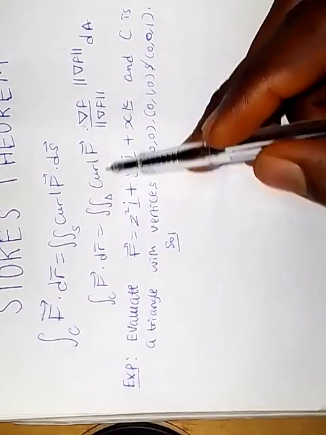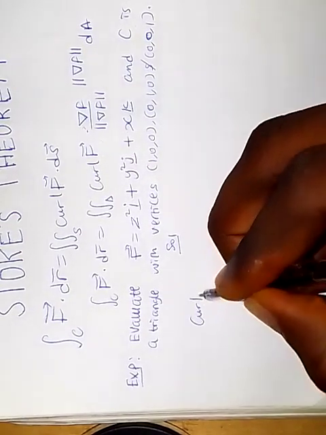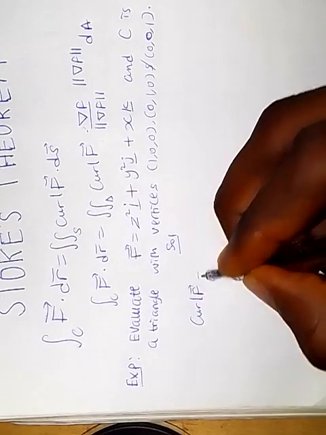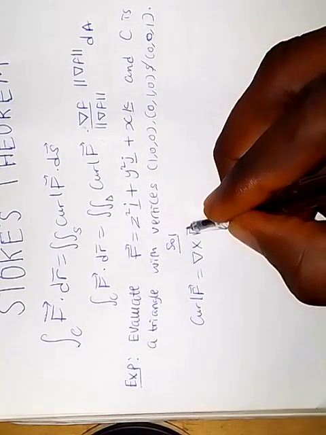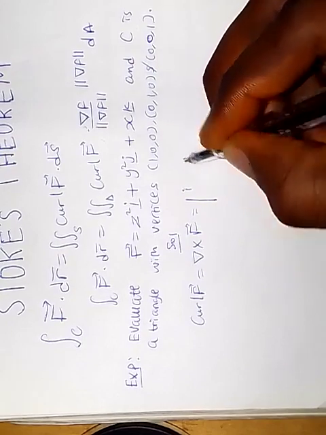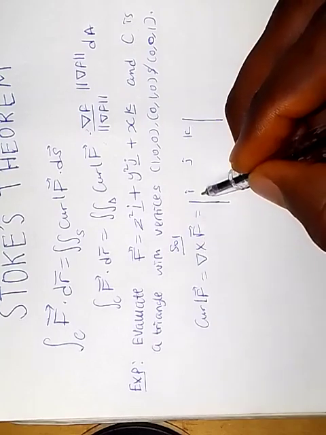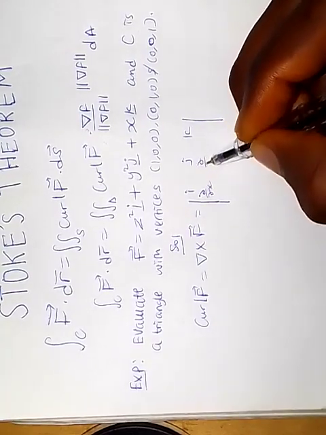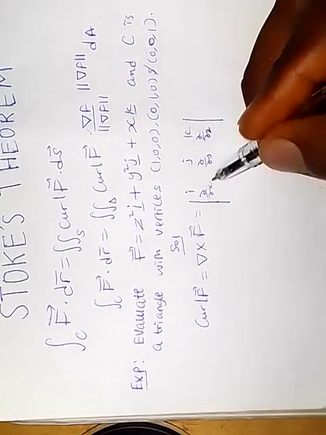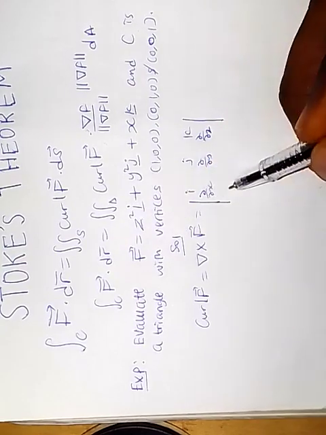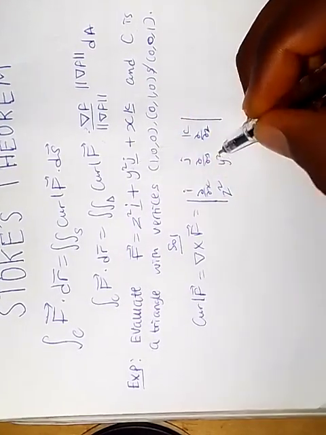First, let's find the curl of this function F. We can write curl F as this determinant. So we have i, j, k. Using the vector product, the del is simply partial x, partial y, and partial z, component-wise on i, j, k. For F, we have z squared under the i component, likewise y squared under the j component, and x.